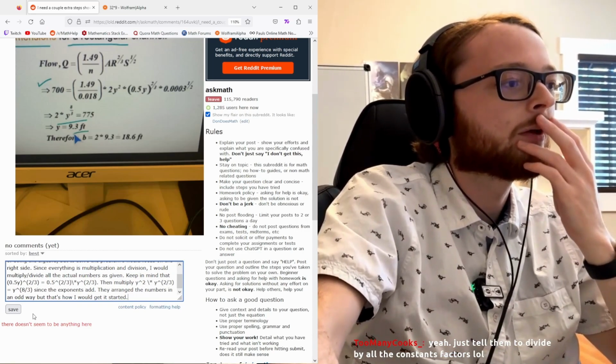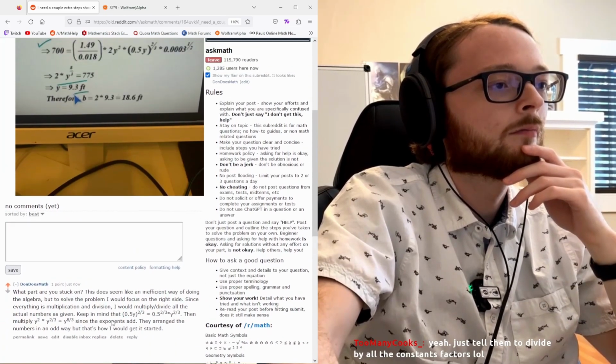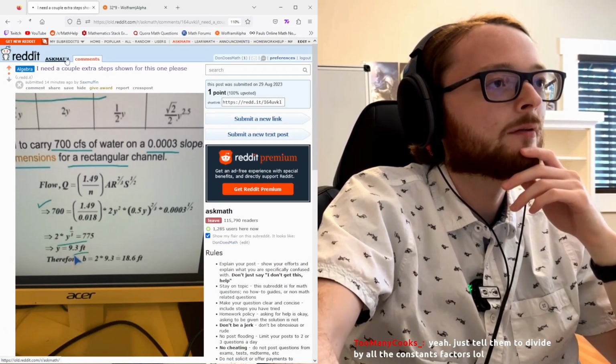The problem to divide by, yeah, because it's all multiplication and division, so you can split it up by the numbers and the variables.